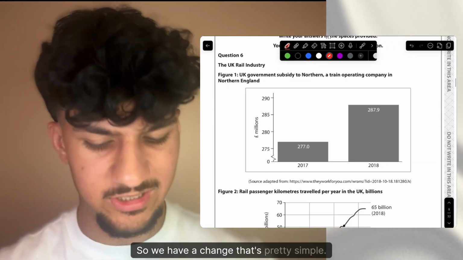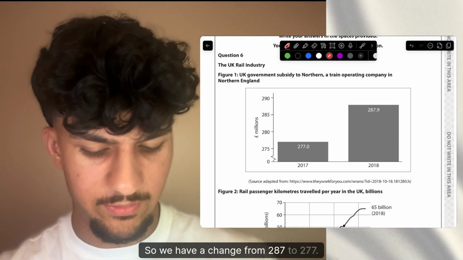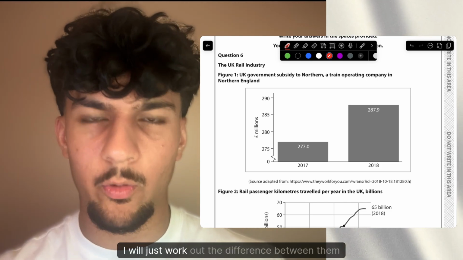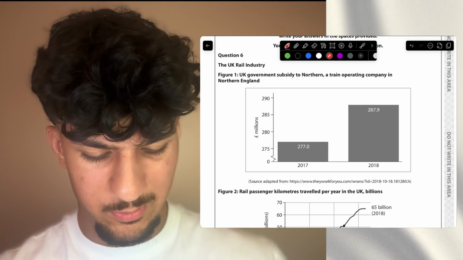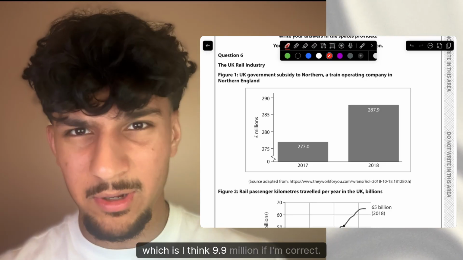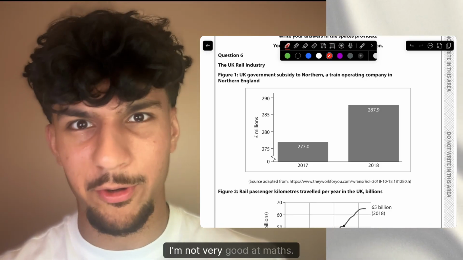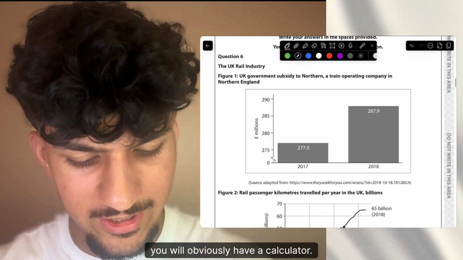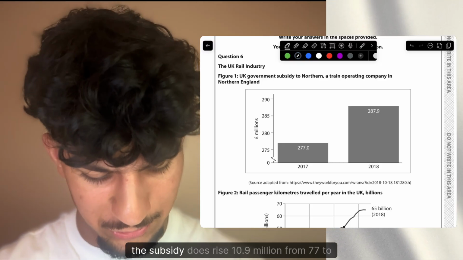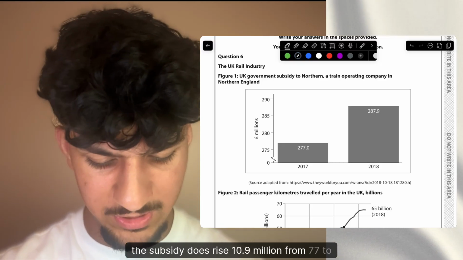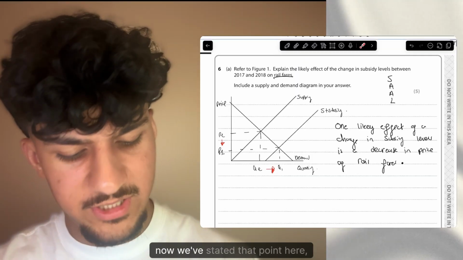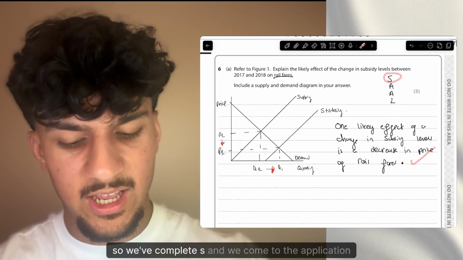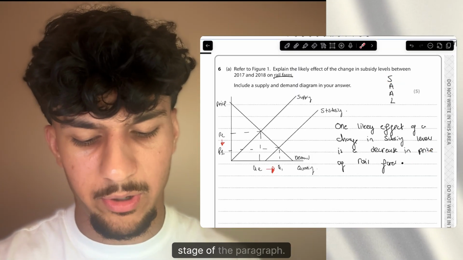So we have a change, that's pretty simple. We have a change from 287 to 277. I will just work out the difference between them two, which is, I think, 9.9 million, if I'm correct. I'm not very good at maths. Sorry, you will obviously have a calculator. It is, the subsidy does rise 10.9 million from 77 to 87.9. Now, we've stated that point here, so we complete S, and we come to the application stage of the paragraph.